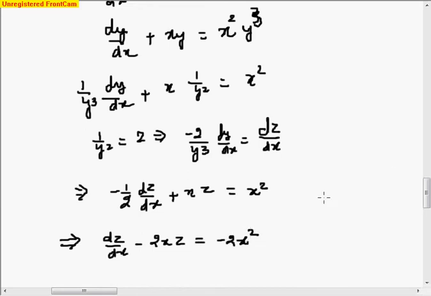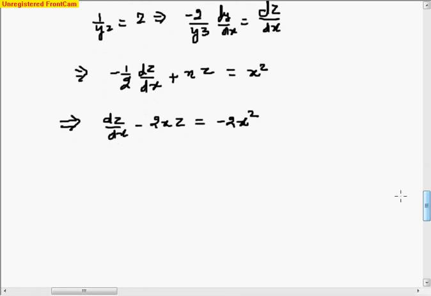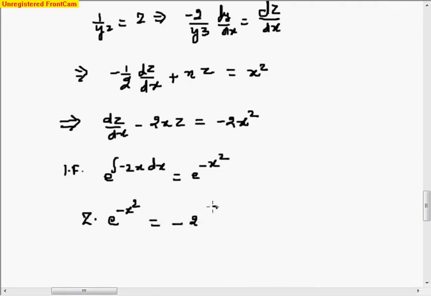Now you can have your integrating factor from here. What is your integrating factor? Integrating factor is e raised to power the integral of minus 2x dx. This is e raised to power minus x square. So your solution will be given by z times e raised to power minus x square is equal to the integral of minus 2 x square e raised to power minus x square dx, right? Plus some constant of integration.